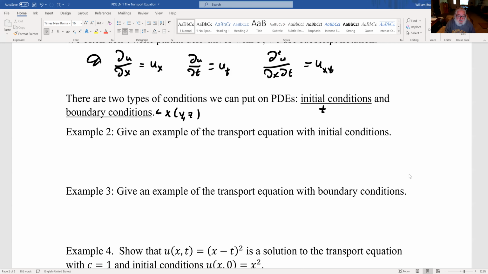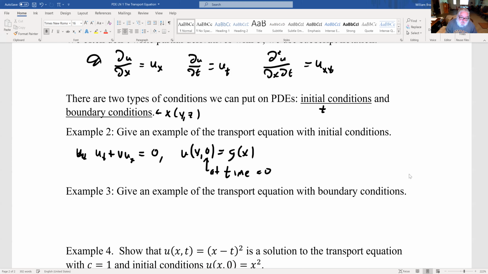So a transport equation with initial conditions would be u sub t plus v u sub x, so there's our partial derivatives, equals 0, with u of x comma 0 equals some initial data. So this is at time equal to 0. The distribution of u looks like that. And then we want to know what happens as time changes. So that's initial conditions, time equals 0.